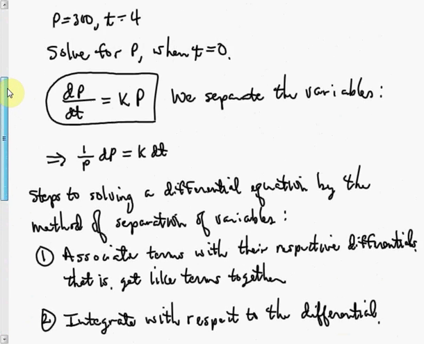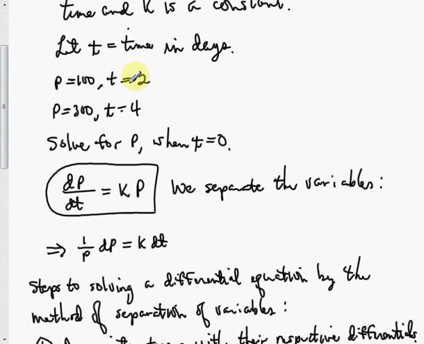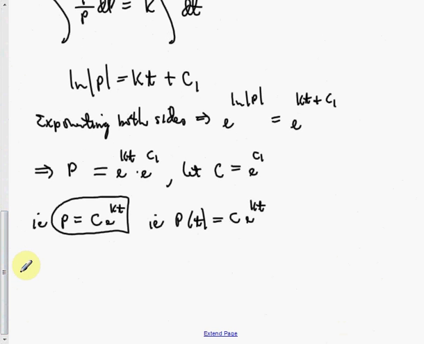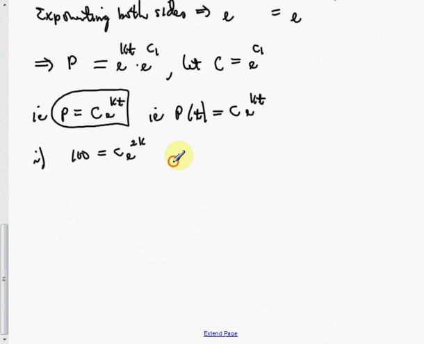We have the initial conditions. Let's go back up quickly. When P is 100, T is 2. When P is 300, T is 4. So we come back down here. It says that when P is 100, here T is equal to 2, so this is raised to the 2 times k. So that's the first initial condition that we had. And then the second one was that when P was 300 flies, T is equal to 4. So this is equal to C times e to the 4k.